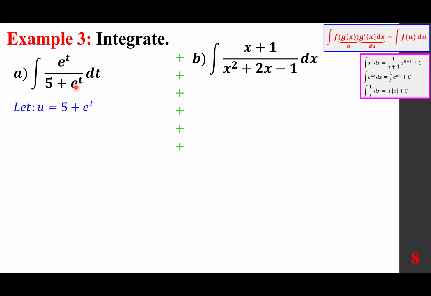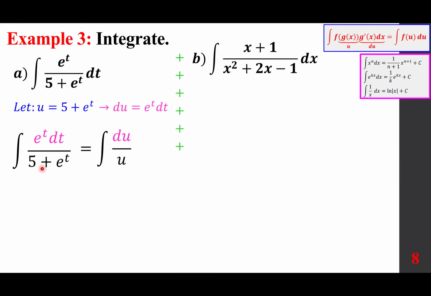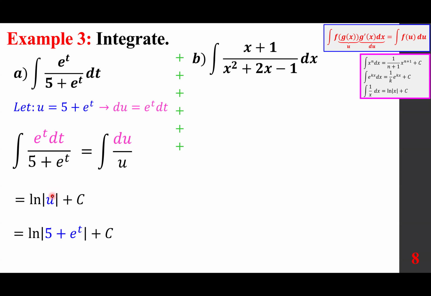As you can see, the derivative of the bottom is the top. Therefore, du is e to the power of t dt. We move the dt up so it becomes clear that we are looking at du over u. And therefore, we are dealing with natural log. So ln of absolute value of u plus a constant, replace the u, and you're done. If you lose the absolute value, it's fine because this expression, 5 plus e to the power, is positive.